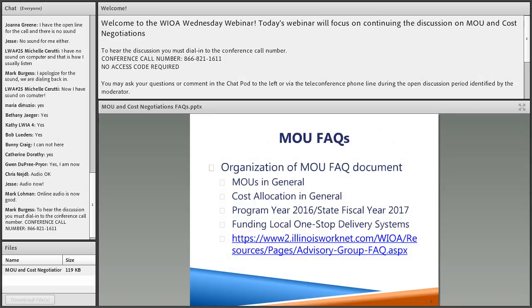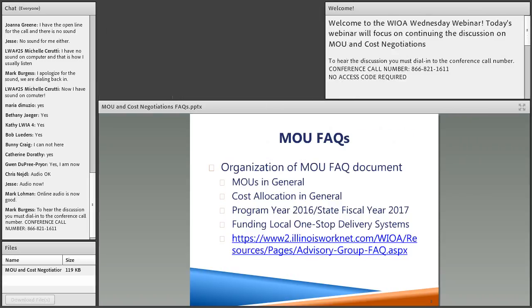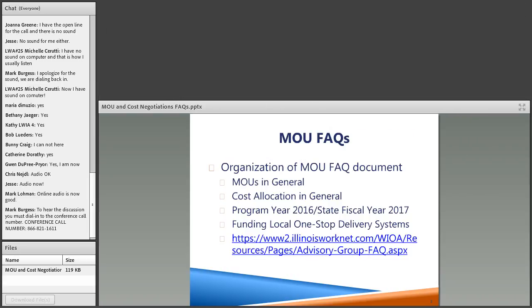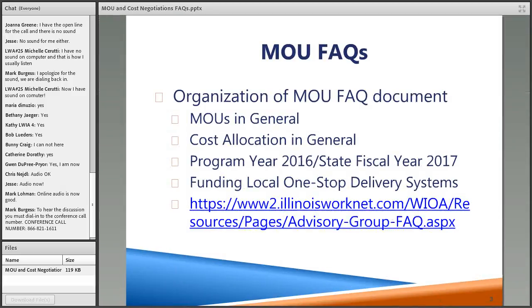With regard to the MOU FAQ, this slide shows the way in which the questions on the MOU FAQ are categorized. They're not in that order, but those are the categories of questions. And I hope everybody had an opportunity to review those questions and responses, and if there's a need for clarification about any of those, we can do that today.